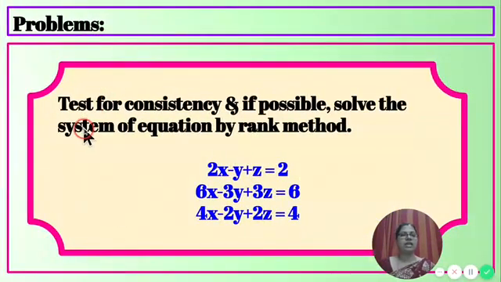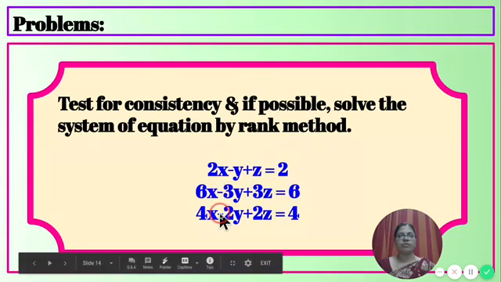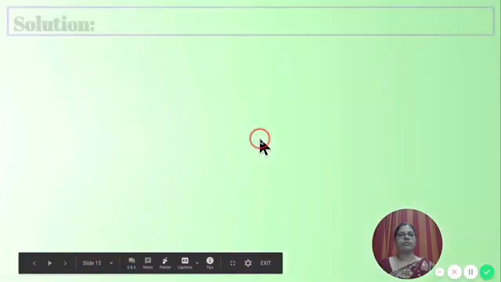Now we can see another problem. Test for consistency and if possible solve the system of equations by rank method. 2x minus y plus z is equal to 2. 6x minus 3y plus 3z is equal to 6. 4x minus 2y plus 2z is equal to 4.